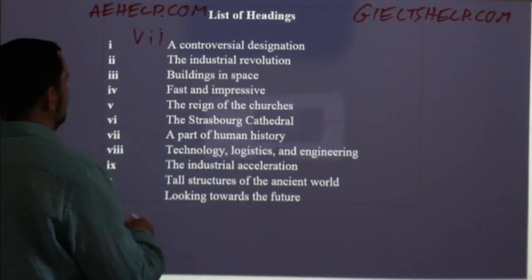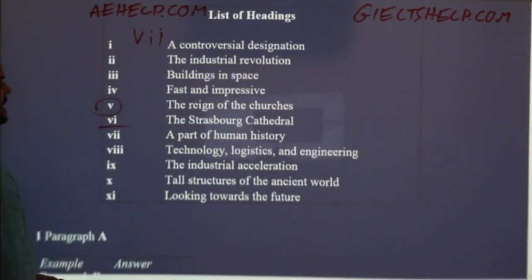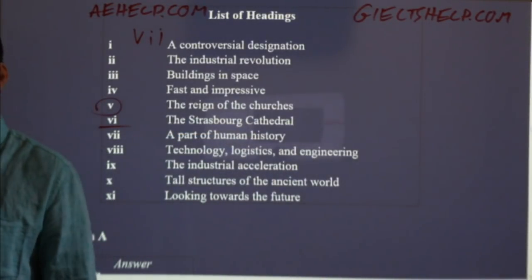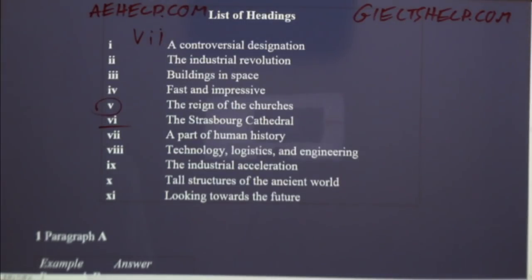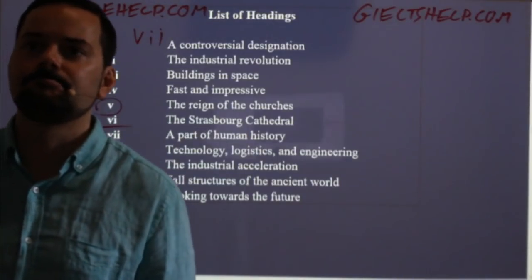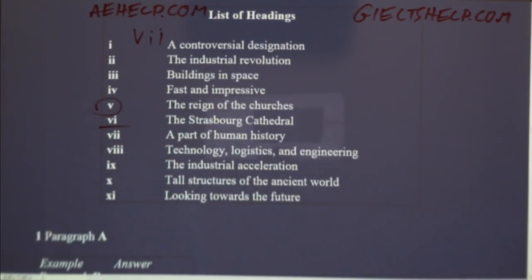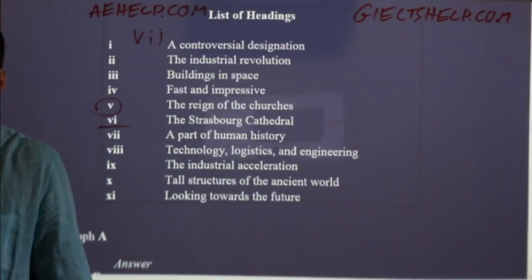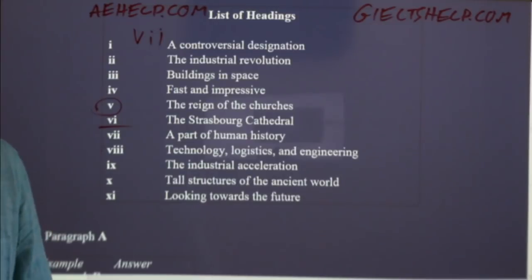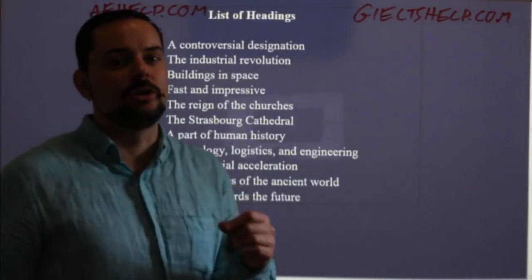So a lot of you are saying it should be 5. Why not 6? So why not Strasbourg Cathedral? It's there. So that word is in there. Why not 6? So why is it not 6? Very important question. Muhammad Yusuf says it's not just about one church, okay? It's too specific. It's an example. Absolutely. List of headings is asking you to give a title for the paragraph.